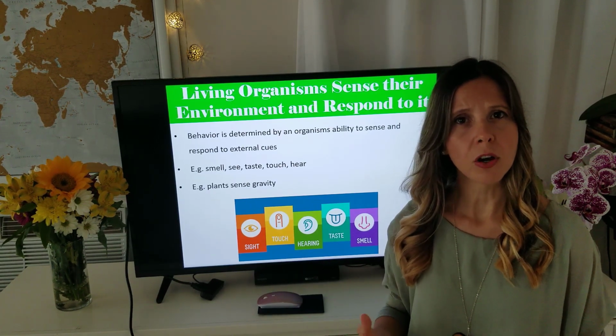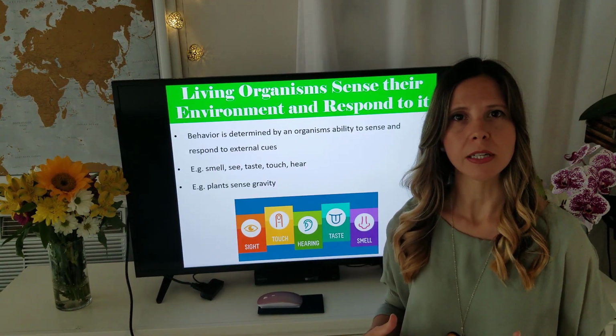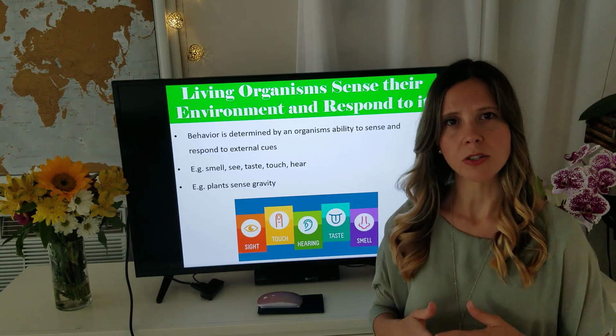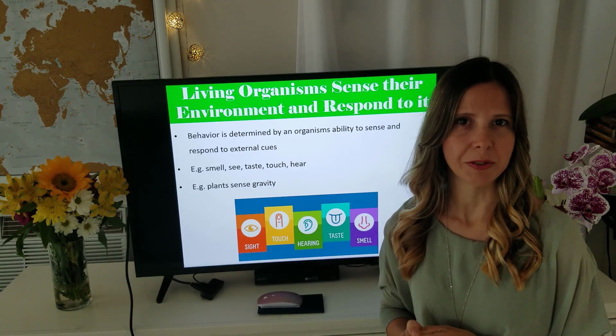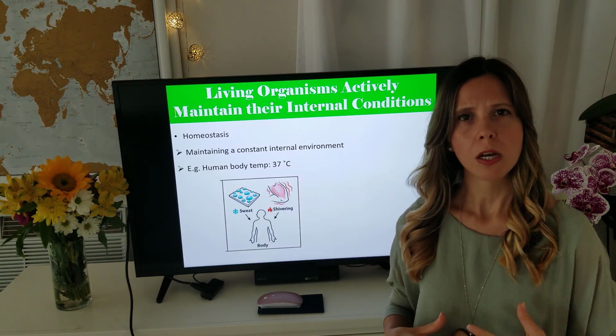How does the seed know which way is up? Well, it can sense gravity, and by sensing gravity, it knows which direction to send the shoots and which direction to send the roots. Living organisms are capable of homeostasis.